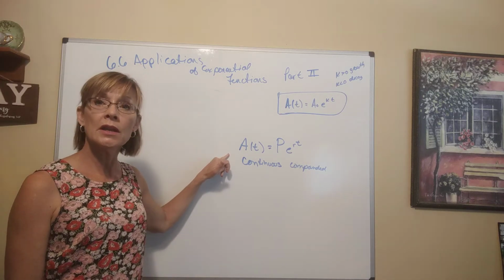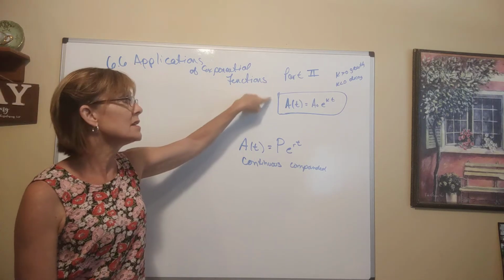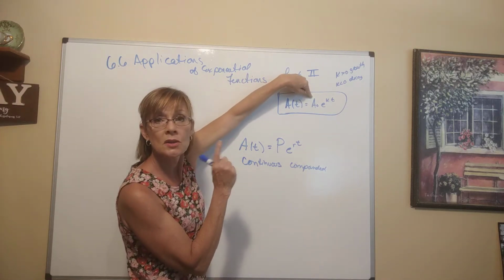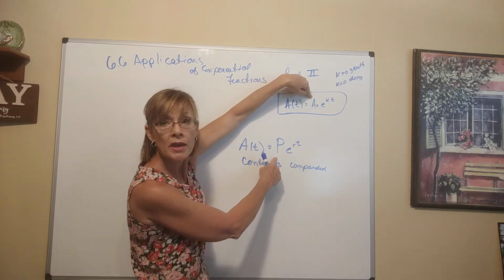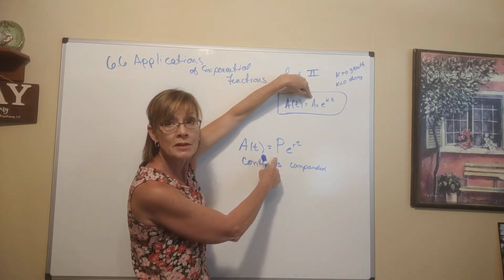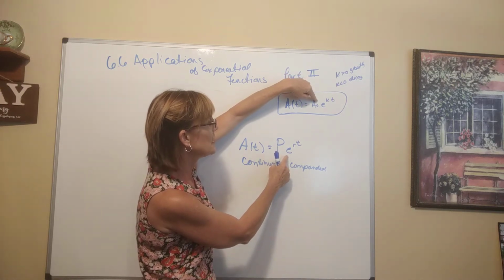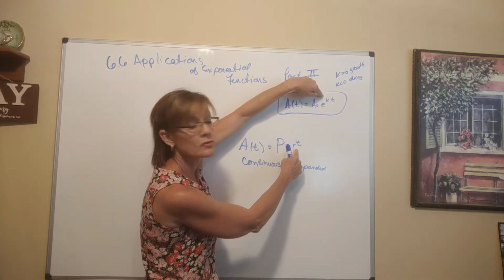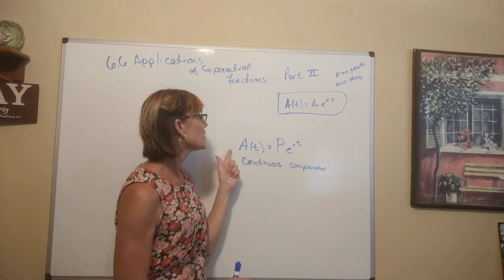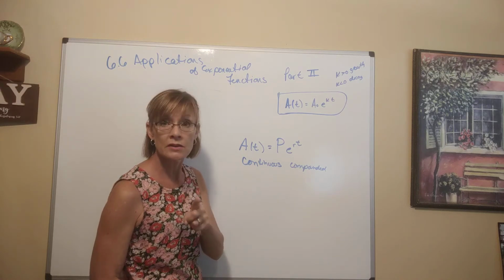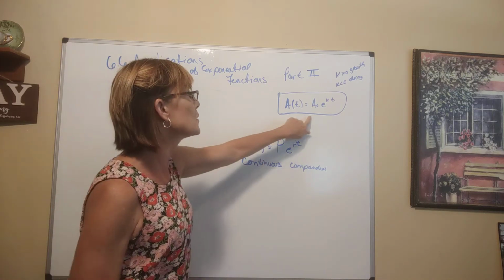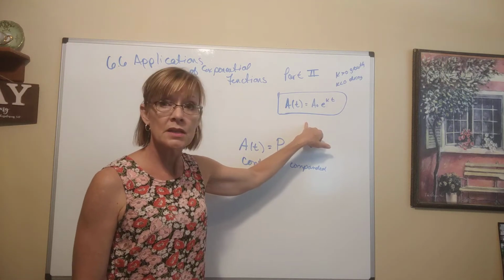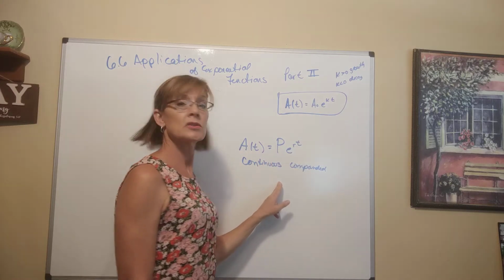A of t is equal to P e to the rt. This equation is this equation. Let's just compare it. A of t is exactly the same. A sub 0 is the initial amount of whatever. In this case, it's called P, the initial amount of money, referred to as the principal. The same base, e. The growth rate, k, is replaced with r, the interest rate, and t is the same. Here, time is strictly in years. With the other equation, the time could be in seconds, hours, minutes, years, whatever. When we're using this, it's always in years.